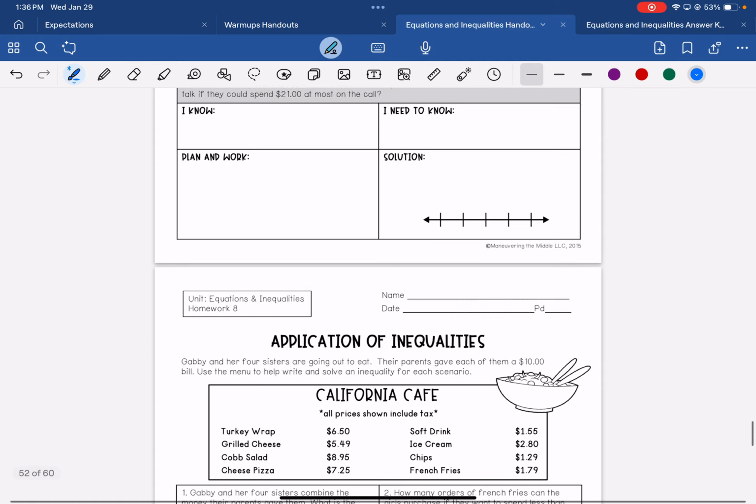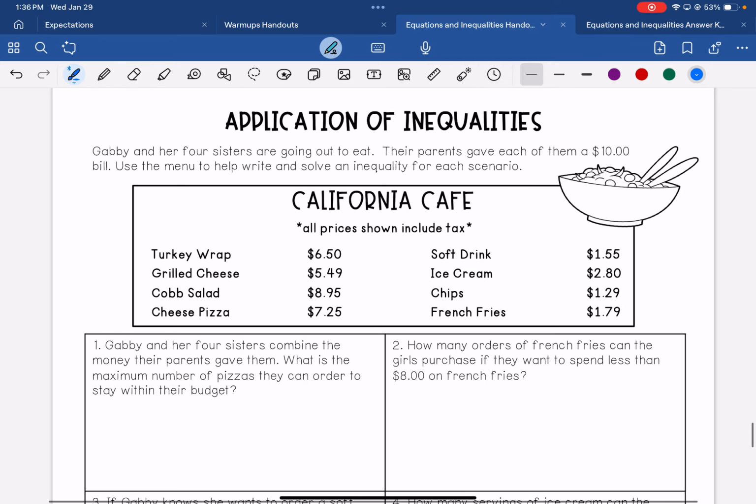But I do want to go down to the homework because this will be graded on Schoology. And let's start at the beginning. It says, Gabby and her 4 sisters are going out to eat. Their parents give them each a $10 bill. Use the menu to help write and solve an inequality for each scenario.